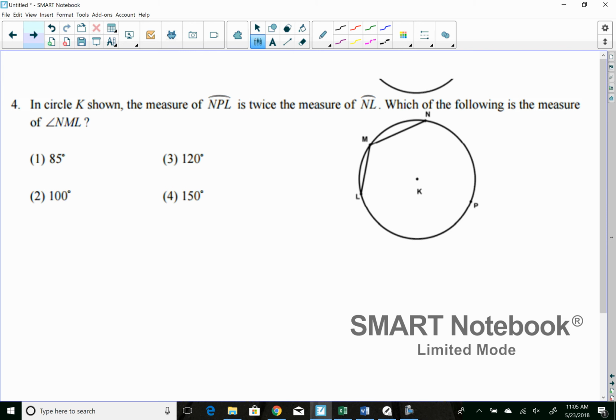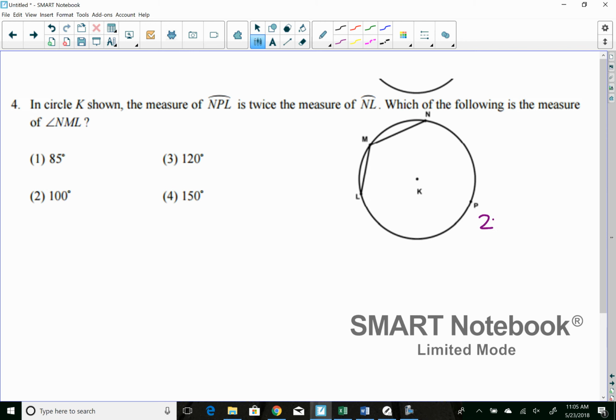The next one gives us a circle which is labeled K. It says the measure of NPL is twice the measure of NL. Which of the following is the measure of angle NML? So one of the things that we understand here is that this bigger arc from N to P to L is twice of N to L. So if you look at the two arcs together, they make up the entire circle.